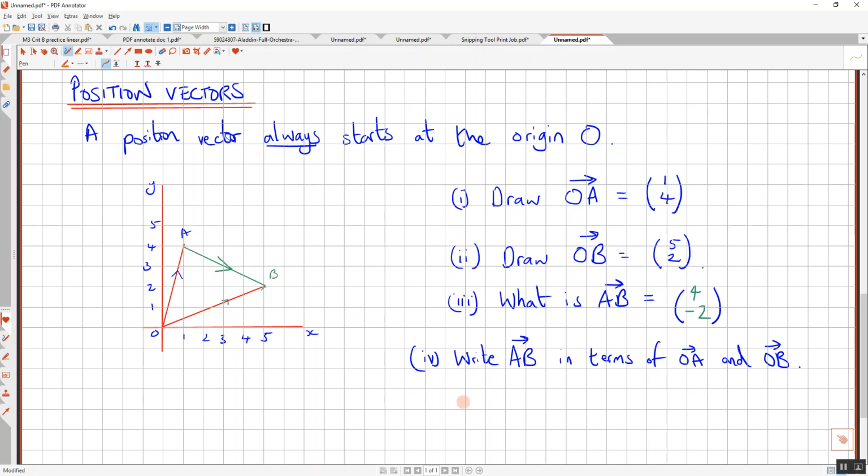To go from A to B, I have to go where first? If I want to get from this point to this point, and I can only travel along the vectors that I've got drawn, where do I have to go? If I want to go from A to B, how can I get there? Well, O to A is going from here to here. I need to go from A to O. If I want to get from this point to this point, I need to go A to O first. And then where do I need to go once I'm here? I need to go O to B.